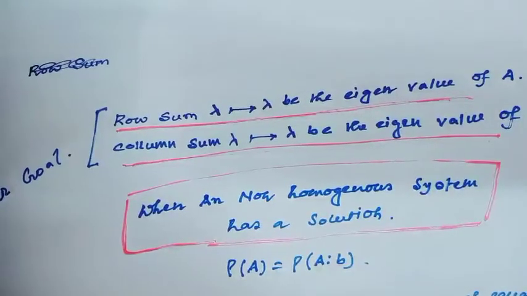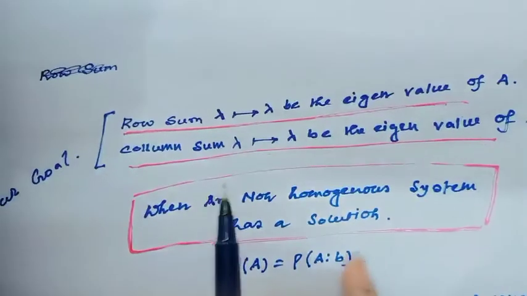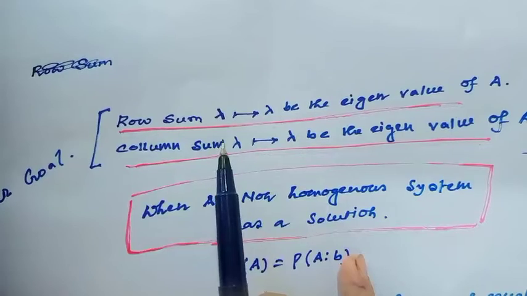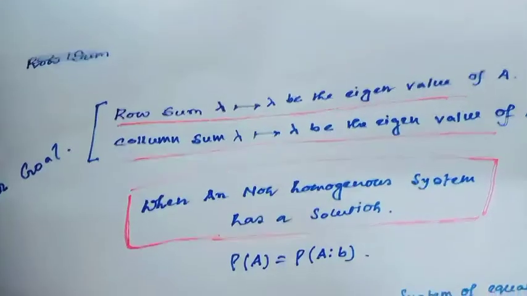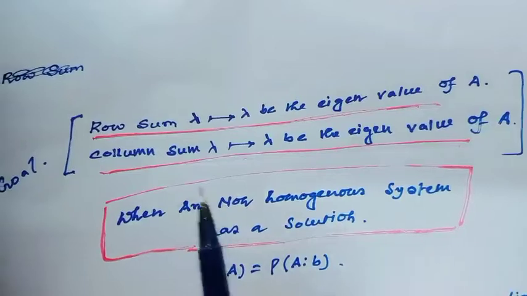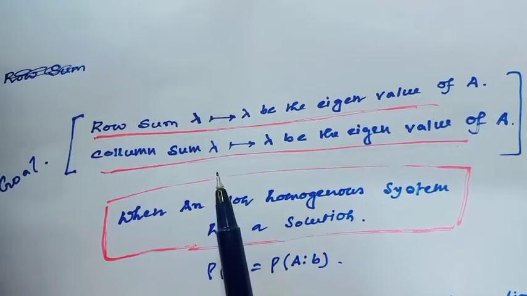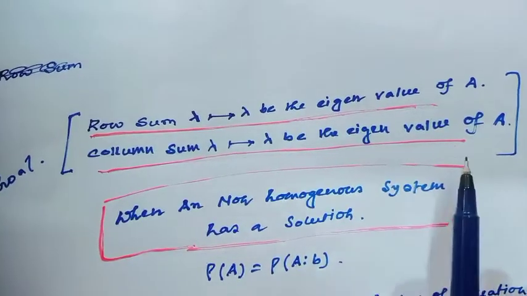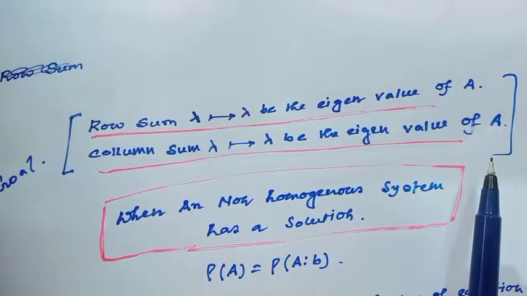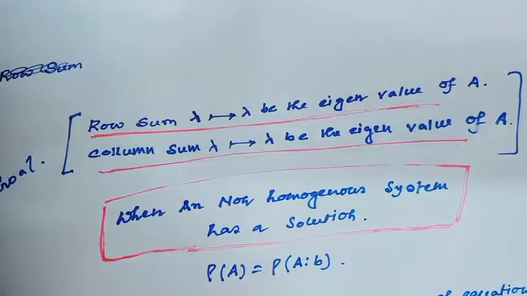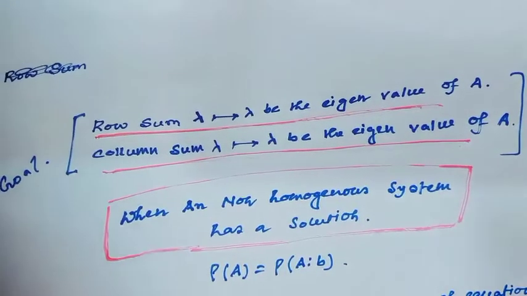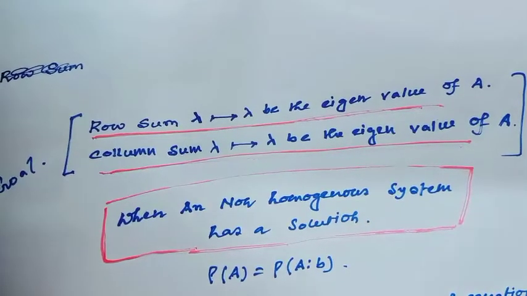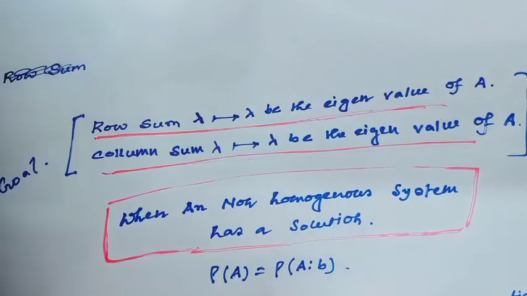Our goal of this lecture is, if for any matrix the row sum is lambda, then obviously lambda is an eigenvalue of this matrix. Also, if the column sum is lambda, then lambda is an eigenvalue of this matrix. All of us know this part. And I will see one question which came in the CSIR NET exam based on this row sum and column sum.